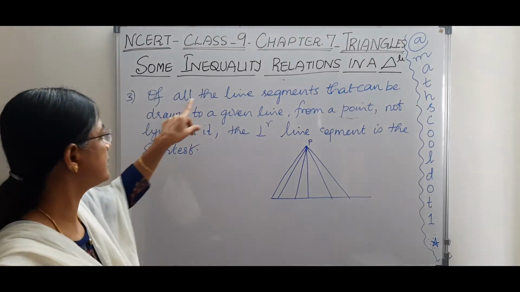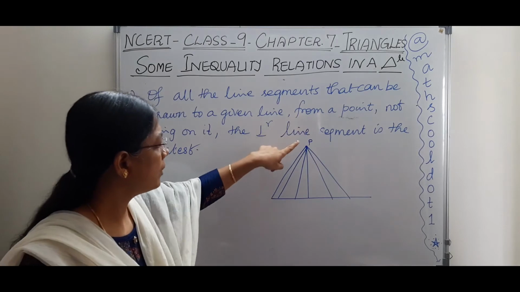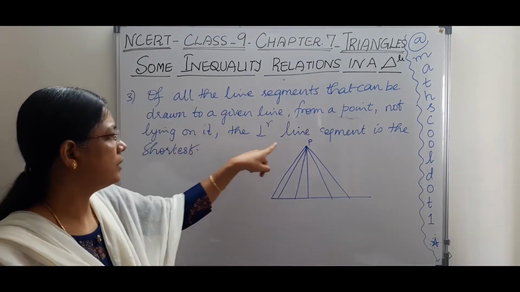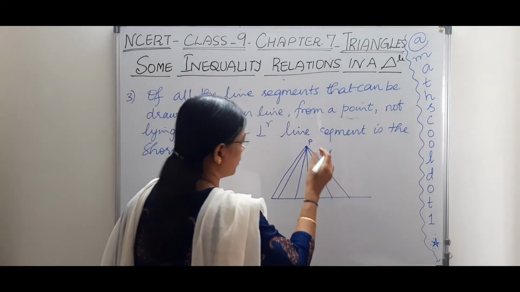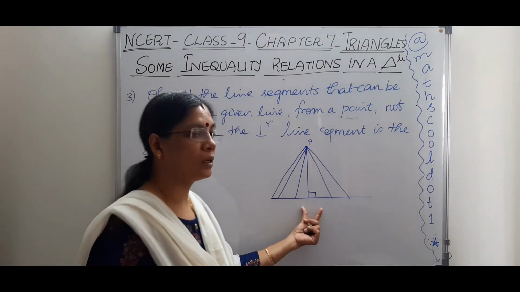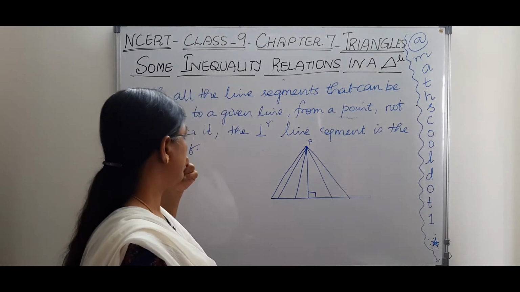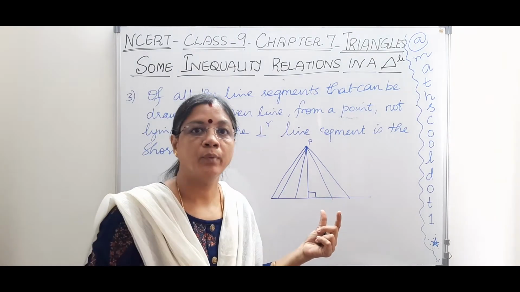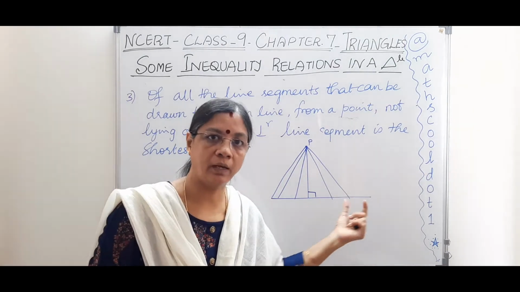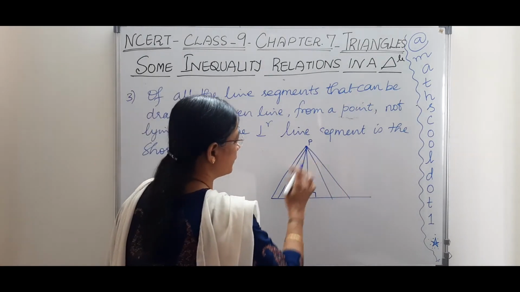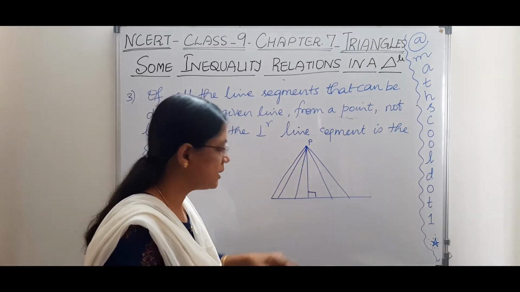Of all the line segments that can be drawn to a given line from a point P not lying on it, the perpendicular line segment is the shortest. So the perpendicular line segment, out of all the lines, I've drawn a perpendicular line which is 90 degrees with the line segment. What they have given is that the perpendicular line segment to the given line is the shortest of all the lines. See, we have drawn many lines, and this is the shortest. Now we need to prove that this is the shortest.